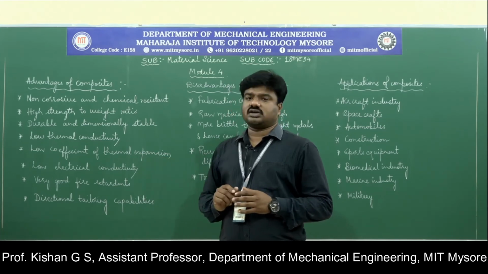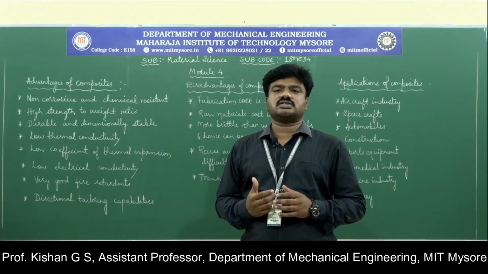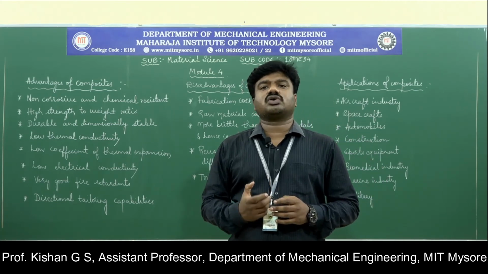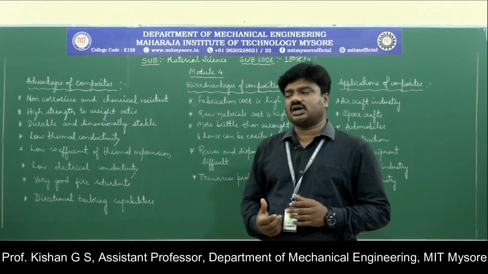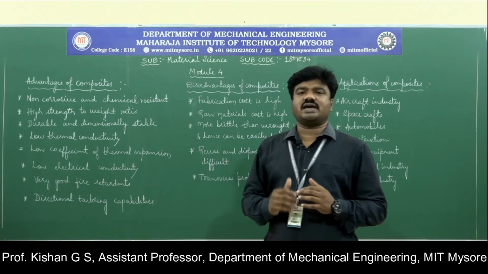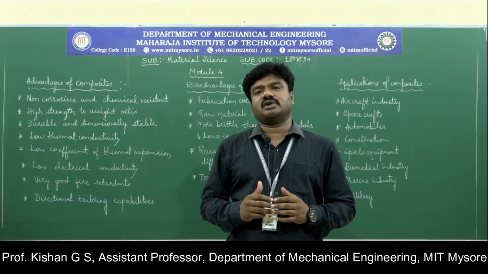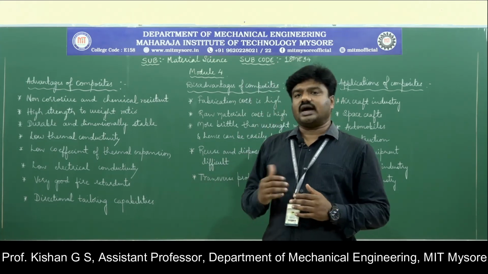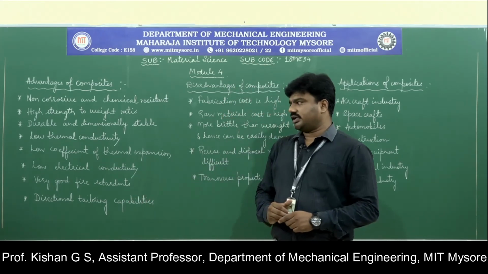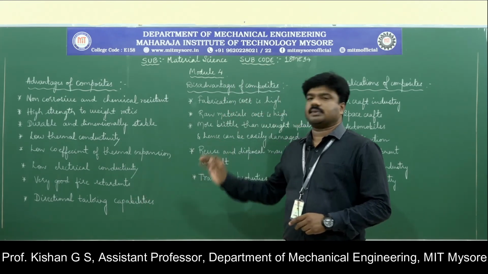Next, low electrical conductivity. Again, electrical conductivity is the parameter by which a material has the ability to conduct electricity. So here it is low. Next comes very good fire retardants, that is, the flame resistant property of a material, which leads to the advantage. The last parameter of today's consideration on the advantages is directional tailoring capabilities.